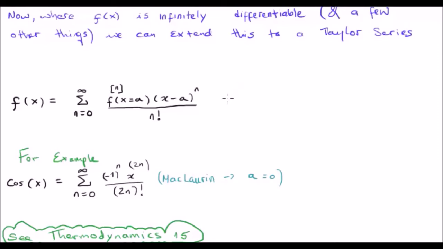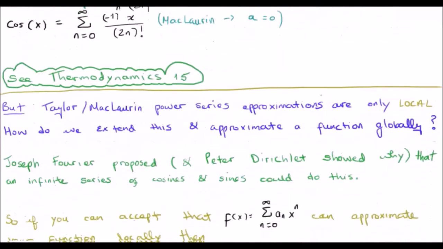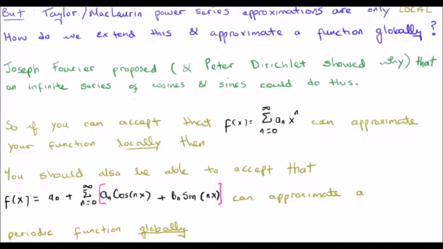So the Taylor series of a function is written here. Now that's something you can see in thermodynamics video 15 if you like, or you can see my thermodynamics videos. There's no big deal there. So for example, if you want to see the Maclaurin expansion of cosine of x, look at thermodynamics 15 and you find this particular expression. The point is we can use power series in order to represent a function at a particular point. But Taylor and Maclaurin power series expansions or approximations are only local. How do we possibly extend this to approximate a function globally?